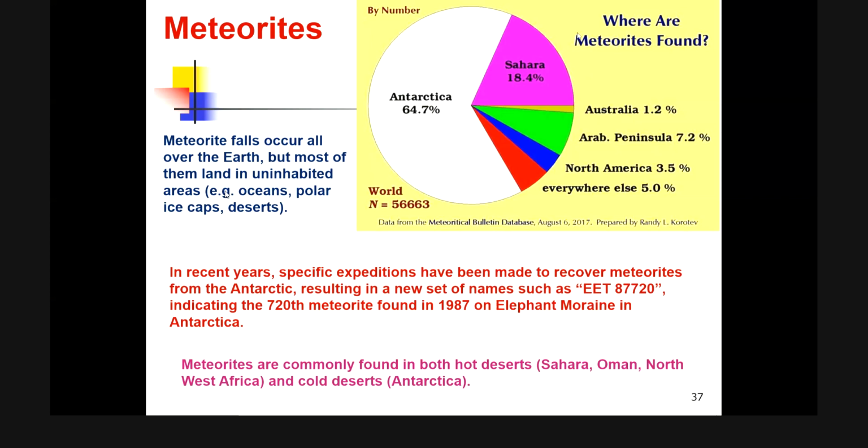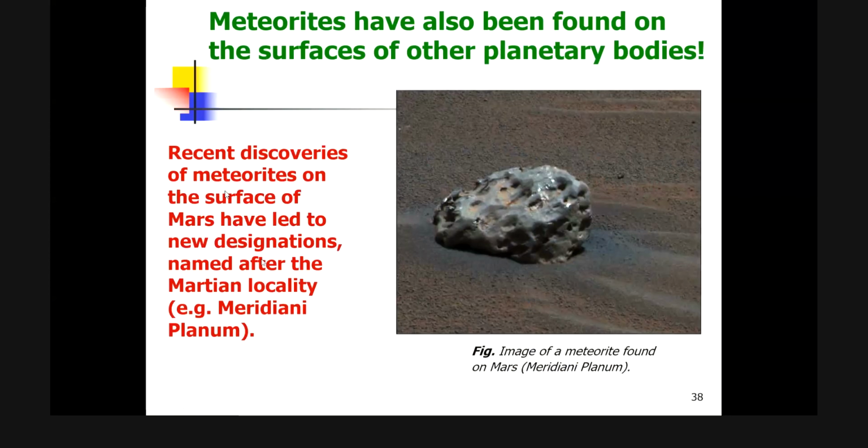But these two zones, it has been reported that they are the main source regions for most of the meteorites that are present in our collections. We also found meteorites on the surface of other planetary bodies, such as this one that was found on Mars, right? So it could very well have been a fragment of the Earth's ancient crust. We don't know, that somehow landed on Mars, but meteorites have also been found on other planetary bodies.